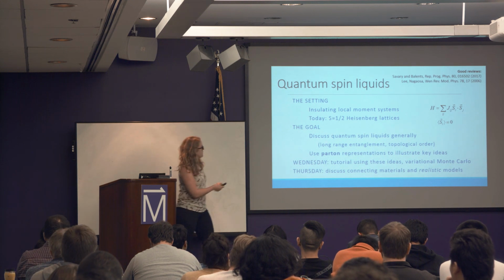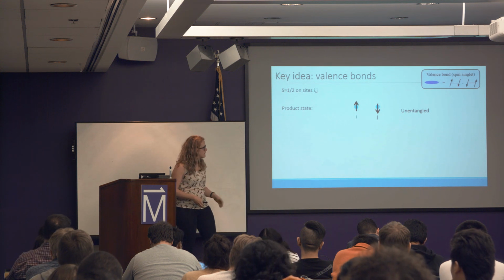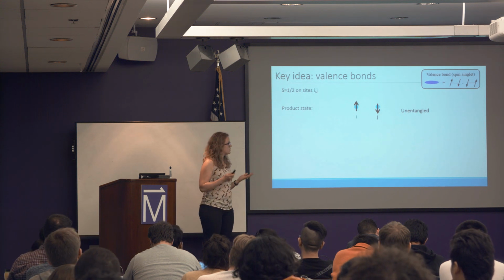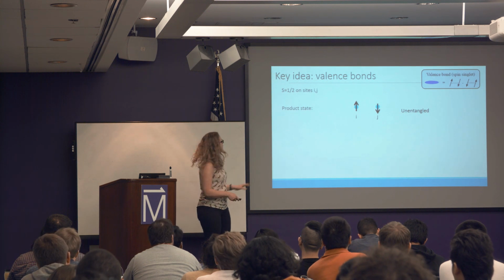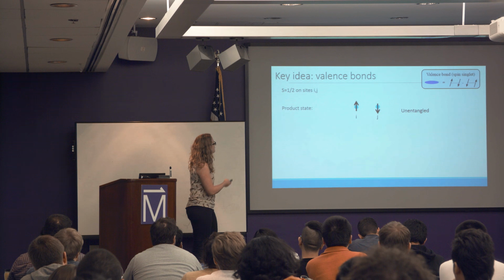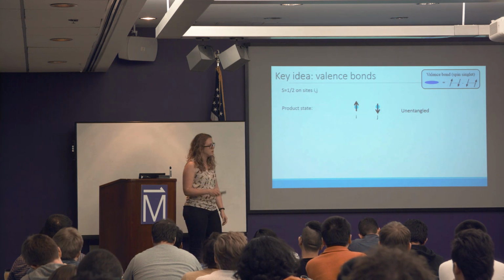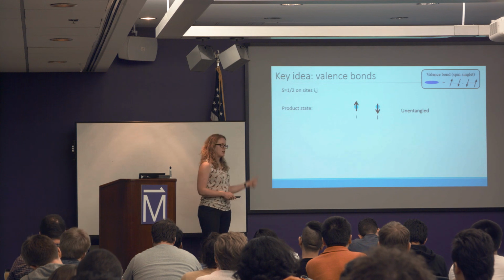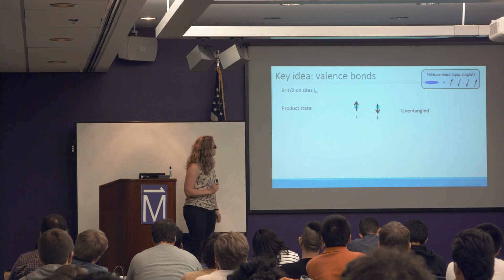All right, the basic initial idea you need to understand to think about spin liquids is the idea of a valence bond. This is not a valence bond, but what I'm saying is if I have a spin 1/2 on each of sites i and j, the simplest state I can write down is a product state where I have spin up on site i and spin down on site j. This state is not entangled at all.